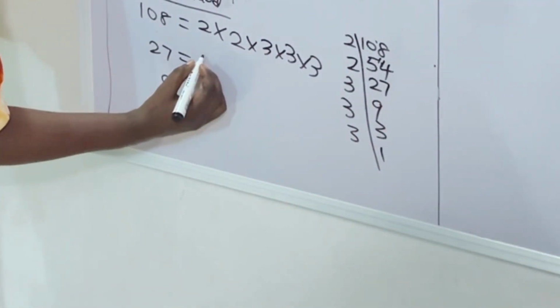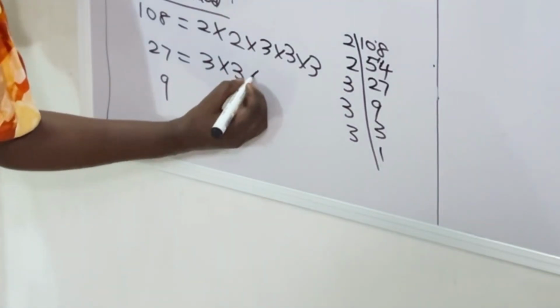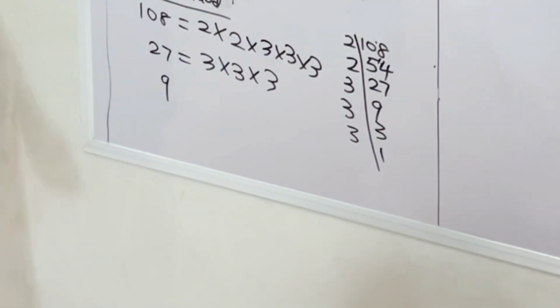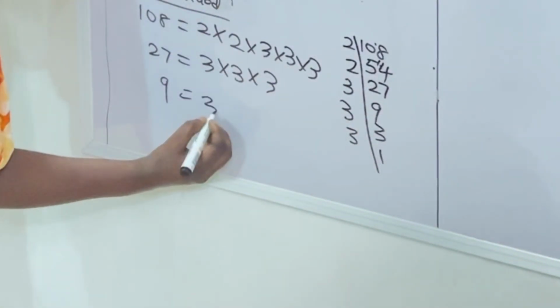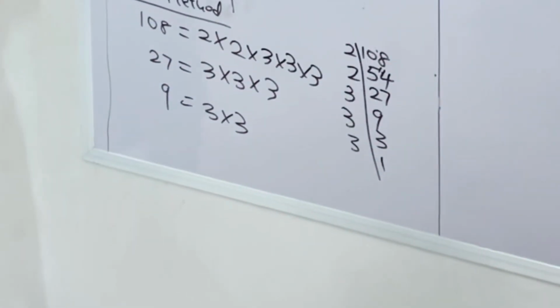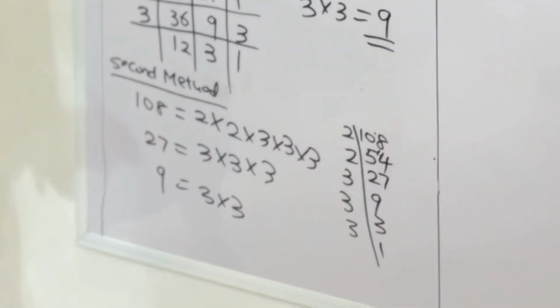Then 27 is what? 3 times 3 times 3. That is 9 times 3 will give you 27. Then 9 is 3 times 3. These are the prime factorization of these numbers.